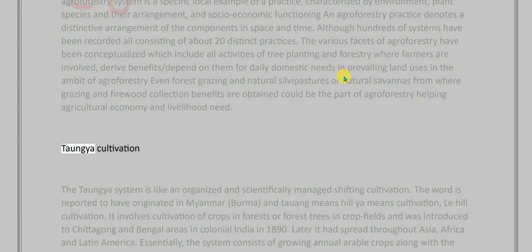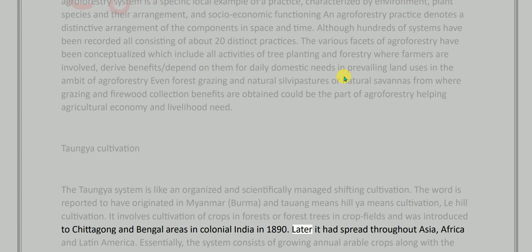Taungya cultivation. The Taungya system is like an organized and scientifically managed shifting cultivation. The word is reported to have originated in Myanmar, Burma, where taung means hill, ya means cultivation, i.e., hill cultivation. It involves cultivation of crops in forests or forest trees in crop fields and was introduced to Chittagong and Bengal areas in colonial India in 1890.